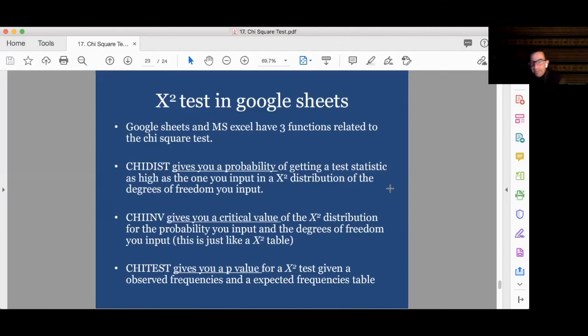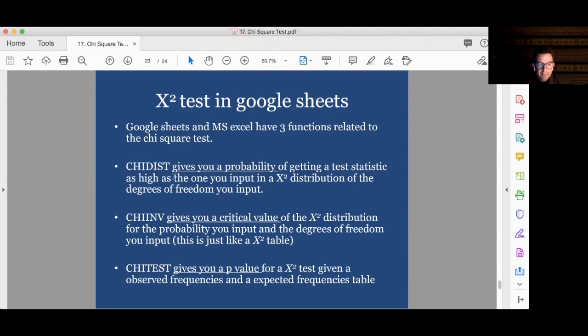Now, Google Sheets and Excel can help us do a chi-square test. We will not be able to do it all in one step, like other statistical software such as SPSS would allow you to do. We need to do a couple more steps in Google Sheets, but it's completely doable. And Google Sheets has 3 different functions related to the chi-square test and the chi-square distribution.